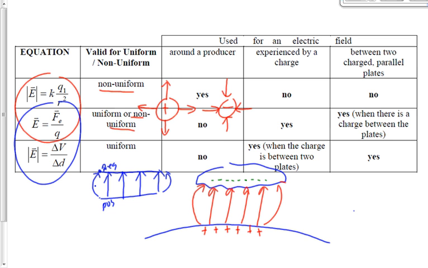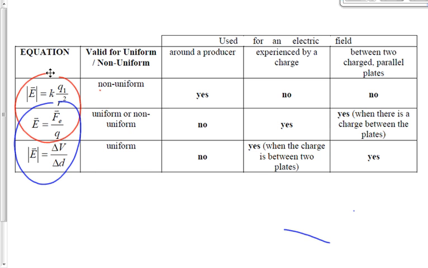All right, let's take a look at the rest of this little summary table. Do we use the first equation around a producer? Yes, a point source producer. It can be a positive producer, it can be a negative producer. Bottom line is it's a point source producer. It's going to look like this. It's going to look like this.